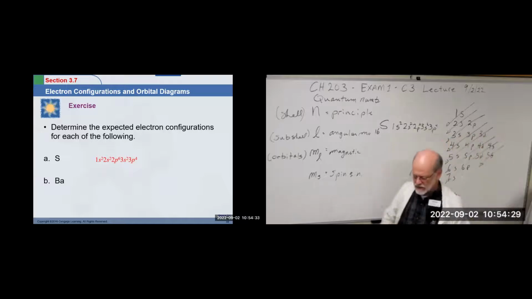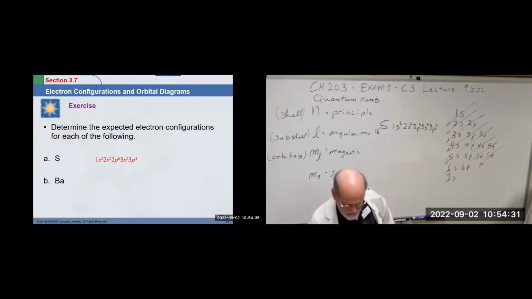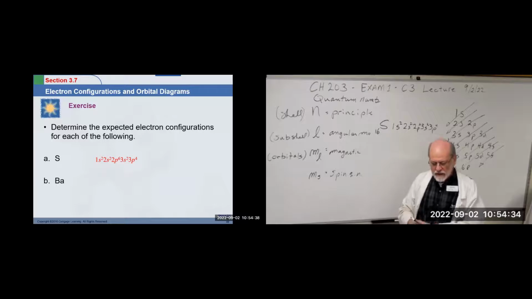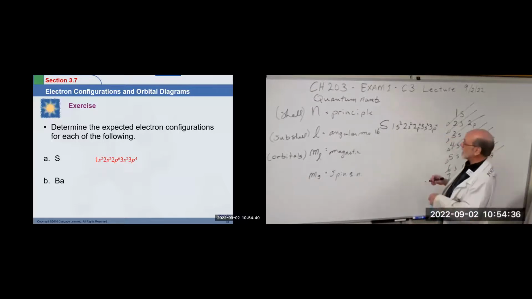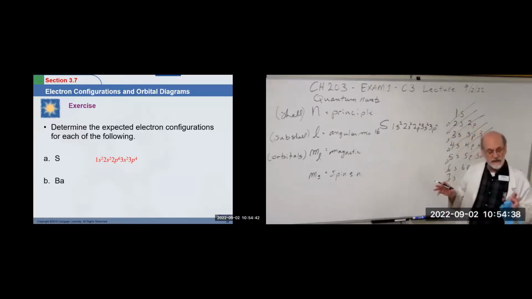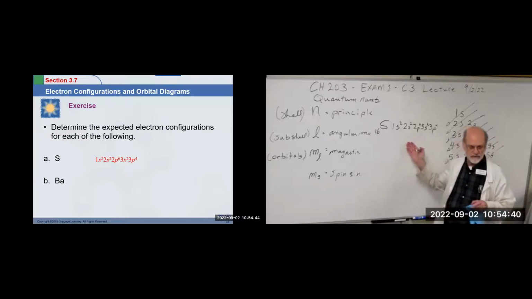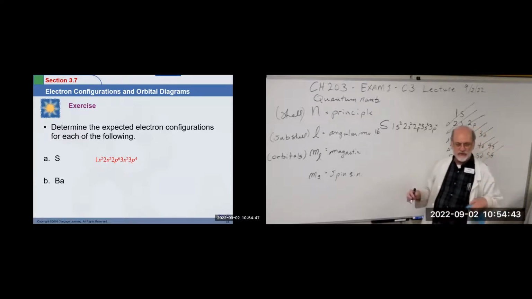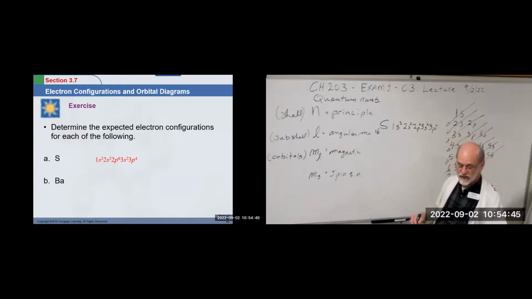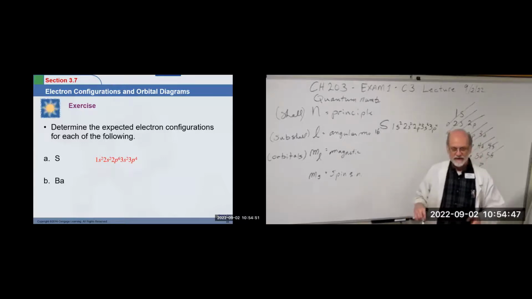Now I'm going to show you something. Okay, there's sulfur. If you're asked to give the complete electronic configuration of an atom, that's what you do. But if you're allowed to use shorthand, then you can go backwards on the periodic table from sulfur, backwards this way, and then wrap around and start at neon.